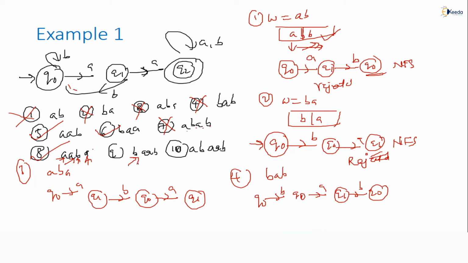Next, BAAB. Q0 on B, Q0. Q0 on A, Q1. Q1 on A, Q2. Q2 on B, Q2 only. It is also accepted. This one, AABB: Q0 on A, Q1; Q1 on A, Q2; Q2 on B, Q2 only. It will be accepted. So the accepted strings are the fifth, sixth, eighth, ninth and tenth. The remaining strings are rejected by the given FA.